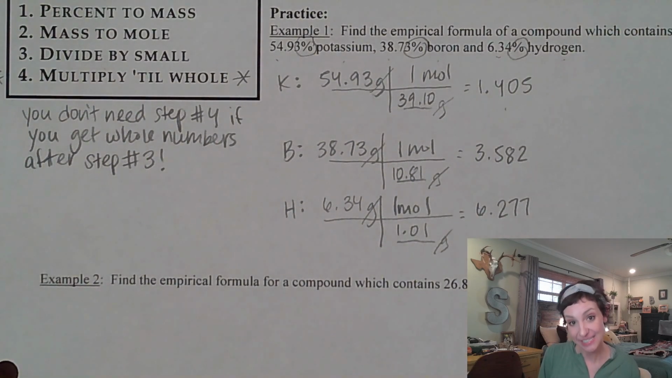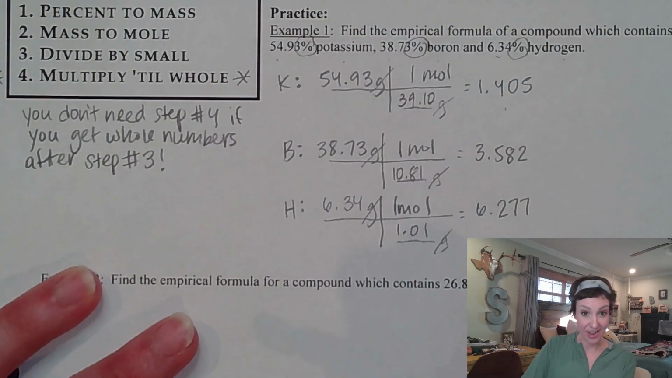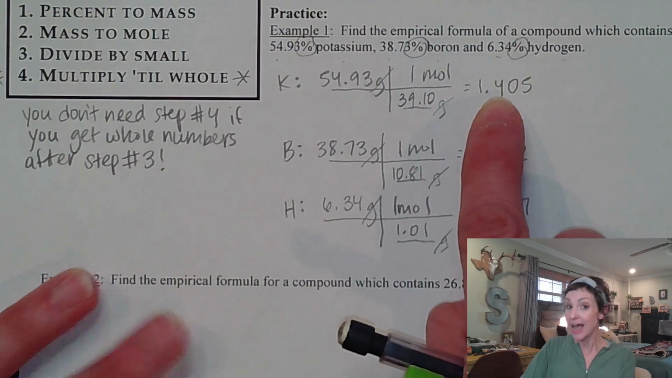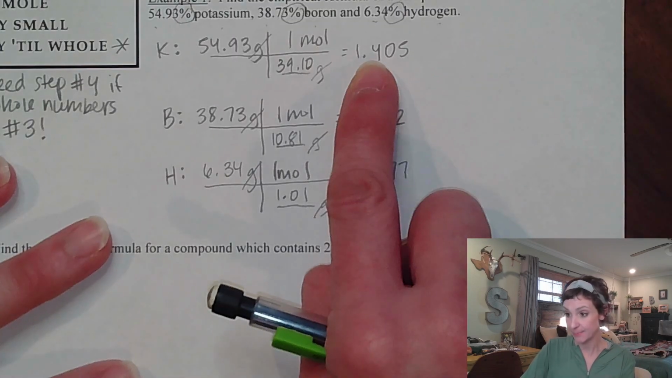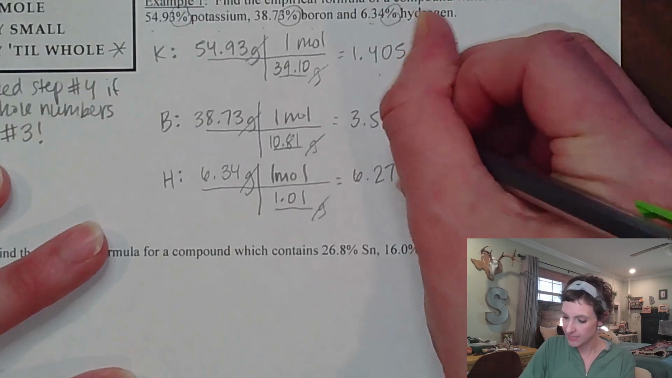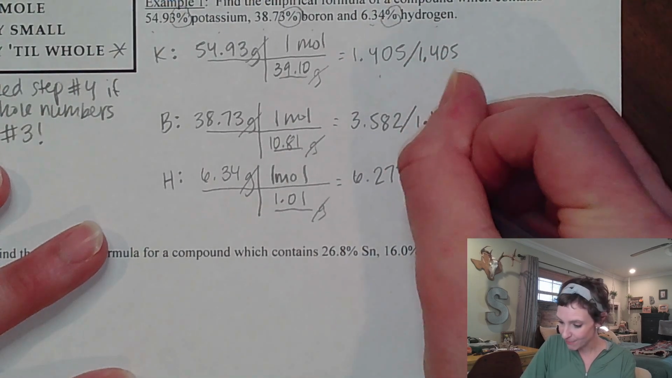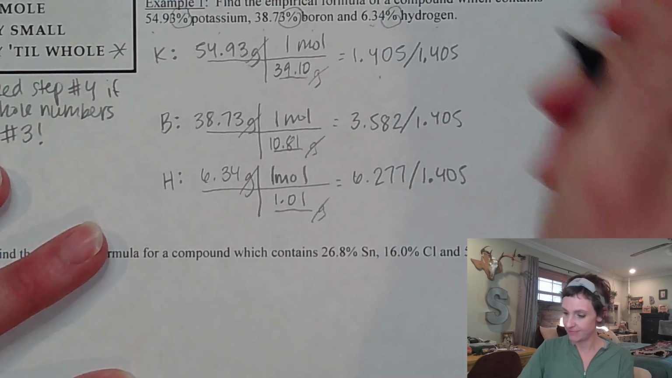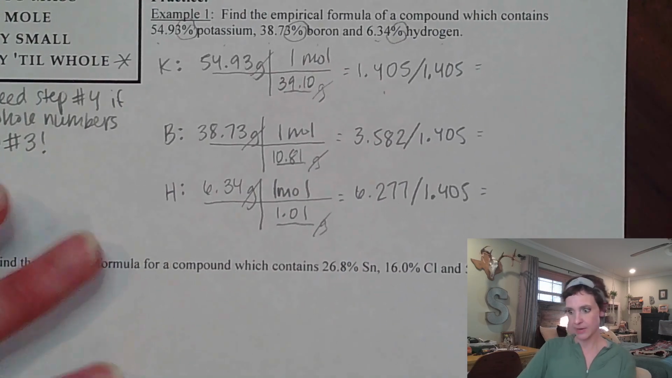Divide by small. So out of all of these numbers that I have gotten here, I'm going to see which one is the smallest number. It is that one. I'm going to divide all values by this smallest number. So I'm going to say divide by 1.405. Divide by 1.405. Divide by 1.405. And that's going to equal something. You're like, oh my gosh, where are we going with this?